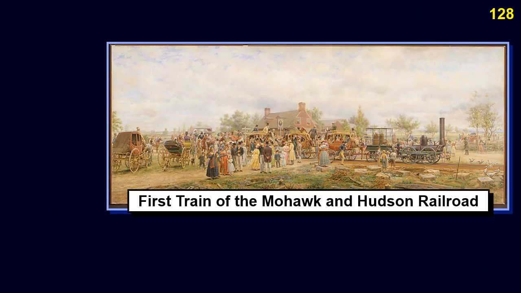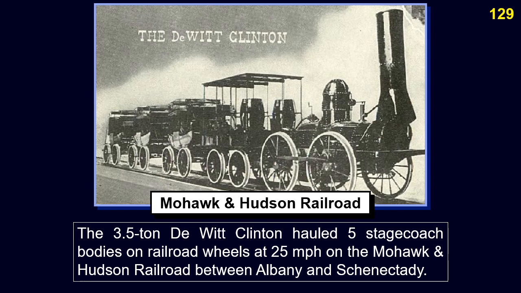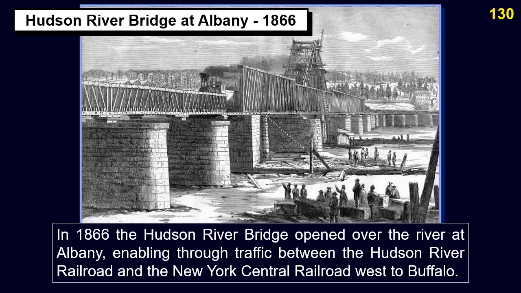The first railroad in New York, the Mohawk and Hudson Railroad, opened in 1831 between Albany and Schenectady on the Mohawk River, enabling passengers to bypass the slowest part of the Erie Canal. The 3.5-ton DeWitt Clinton hauled five stagecoach bodies on railroad wheels at 25 miles per hour on the Mohawk and Hudson Railroad between Albany and Schenectady. In 1866, the Hudson River Bridge opened over the river at Albany, enabling through traffic between the Hudson River Railroad and the New York Central Railroad west to Buffalo.